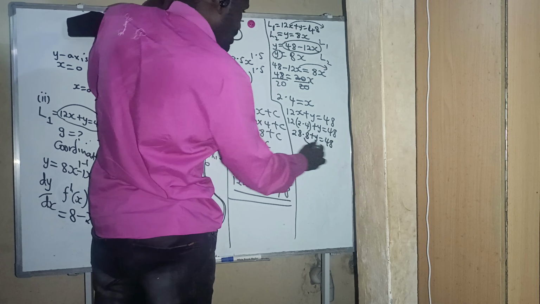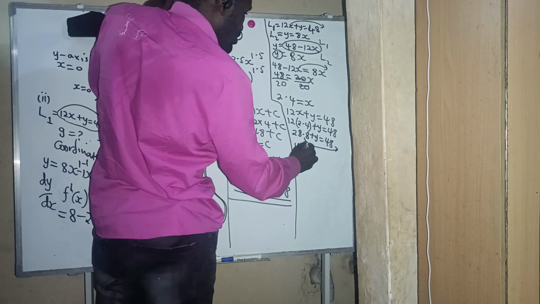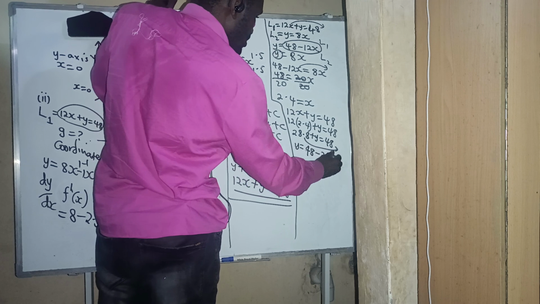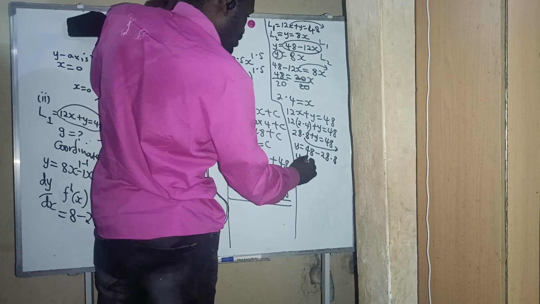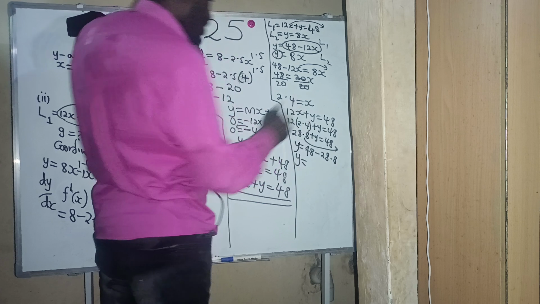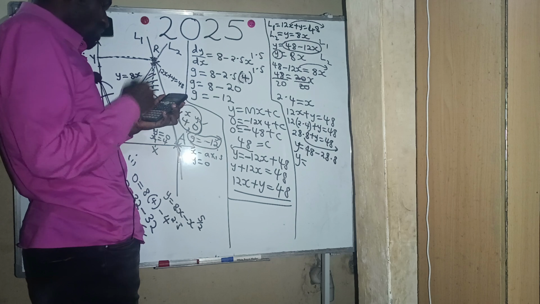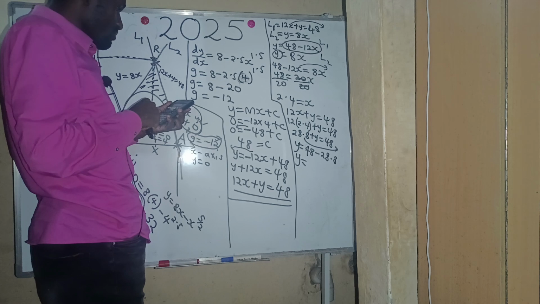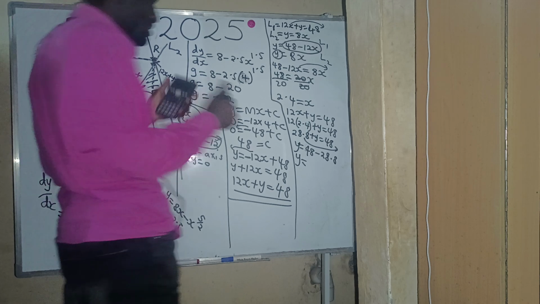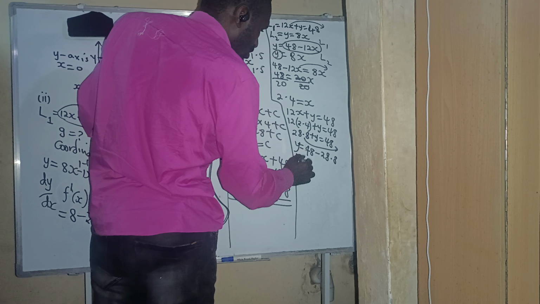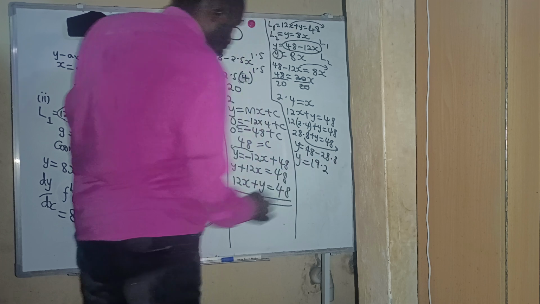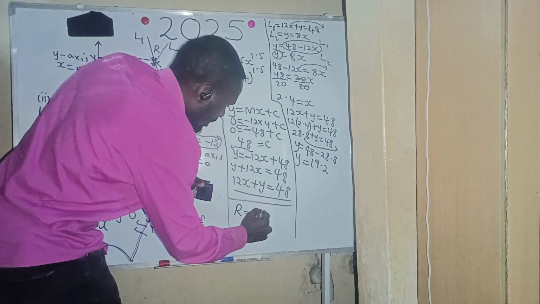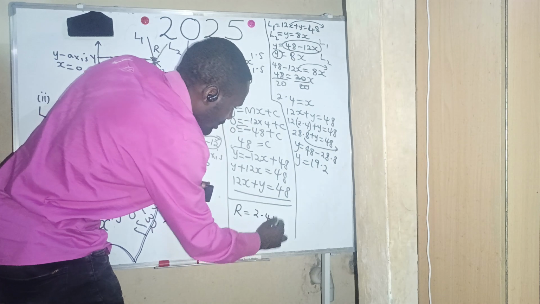Collecting like terms, I'll take 28.8 to the other side. So y equals 48 minus 28.8. So that's the answer: 19.2. So our y is 19.2. So the coordinates of R are x equals 2.4 and y equals 19.2.